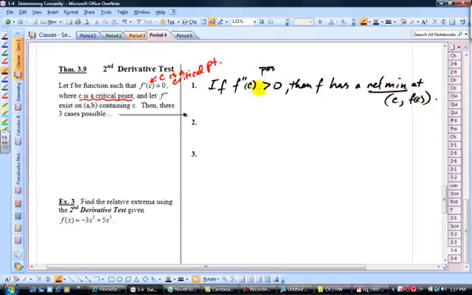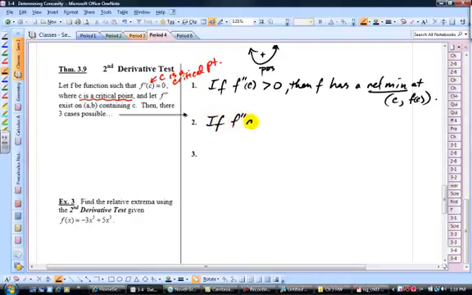Okay, why is this a min? Well, let's discuss that for a moment. If the second derivative is positive at the critical point, then it must be concave up. And if it's concave up, it's got to look like a valley. And valleys have relative minimums. That's the reasoning behind it.